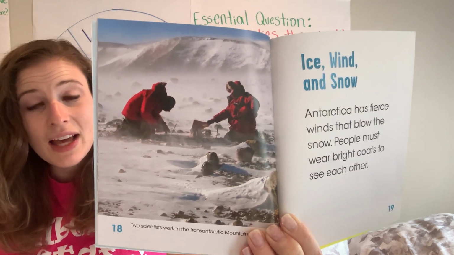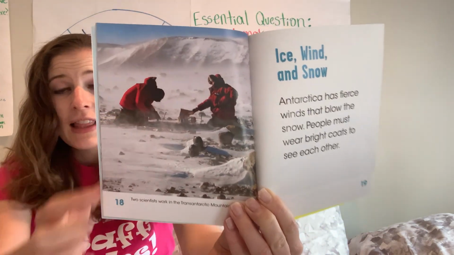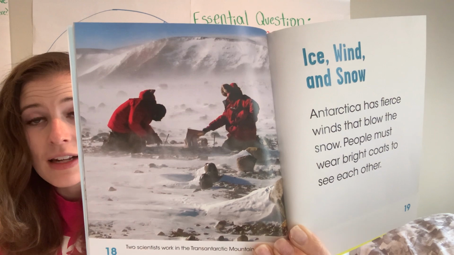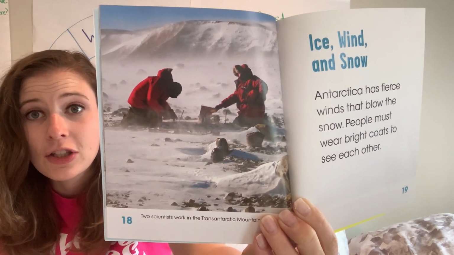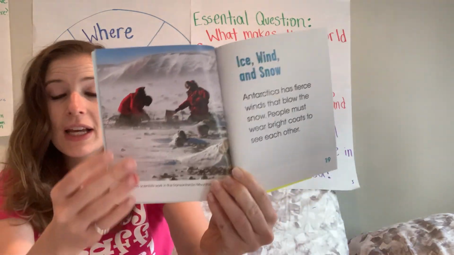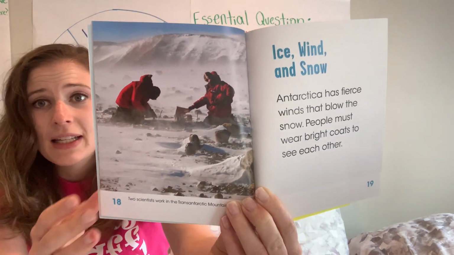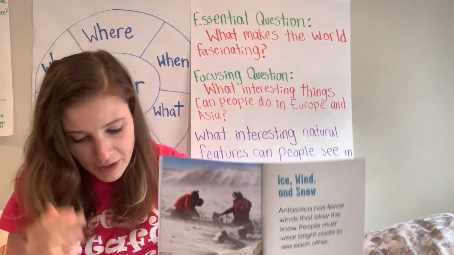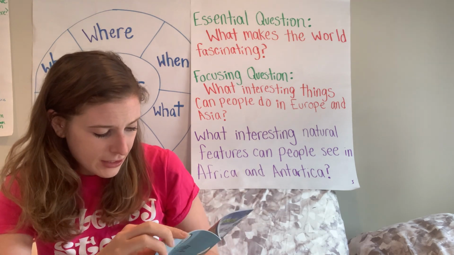How can we tell that there are really fierce winds? You can see that they are really bundled up. You can't even hardly see their faces. I see lots of things are covered in snow. So even though the wind is not blowing in this picture and you can't see the wind moving, you can tell that it's there because I see some snow moving across, and things are really just covered.